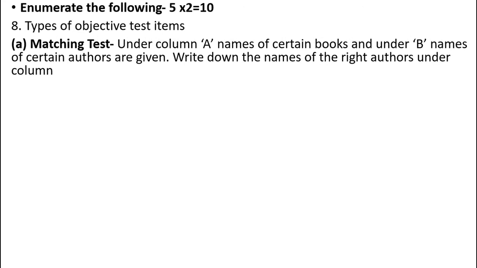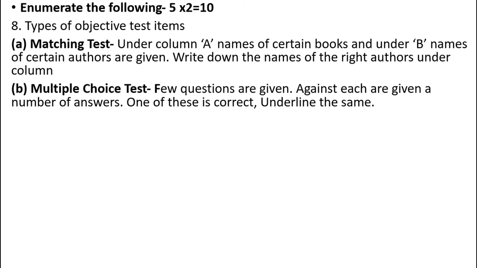Enumerate the following. The first one is types of objective test items. The first one is the matching test. Under column A, certain books and under column B, the names of certain authors may be given. Write down the names of the right authors under the column. Then multiple choice, true or false test, correct or incorrect.